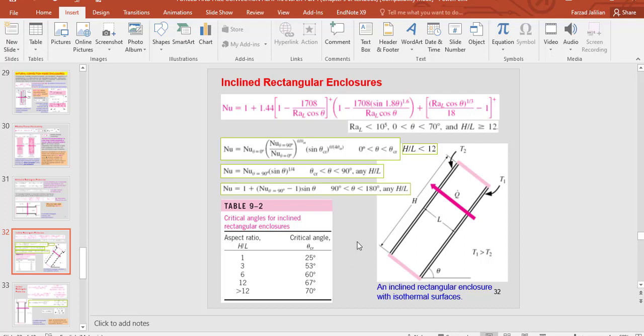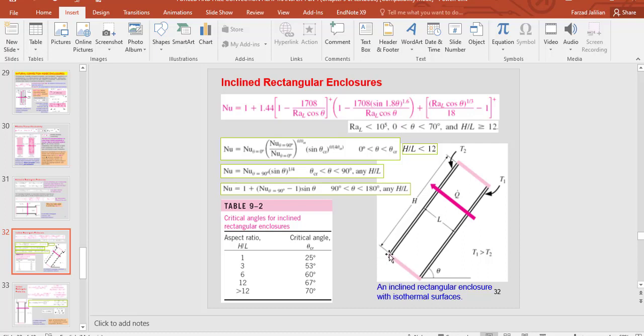So you can see here the Nusselt number for an inclined rectangular enclosure is dependent on two important parameters. One of them is theta, the other one is the aspect ratio, which is according to the dimensions of the enclosure. So when you have an inclined rectangular enclosure, you should check its aspect ratio. If the aspect ratio is higher than 12, you should use this equation after checking the Rayleigh number.